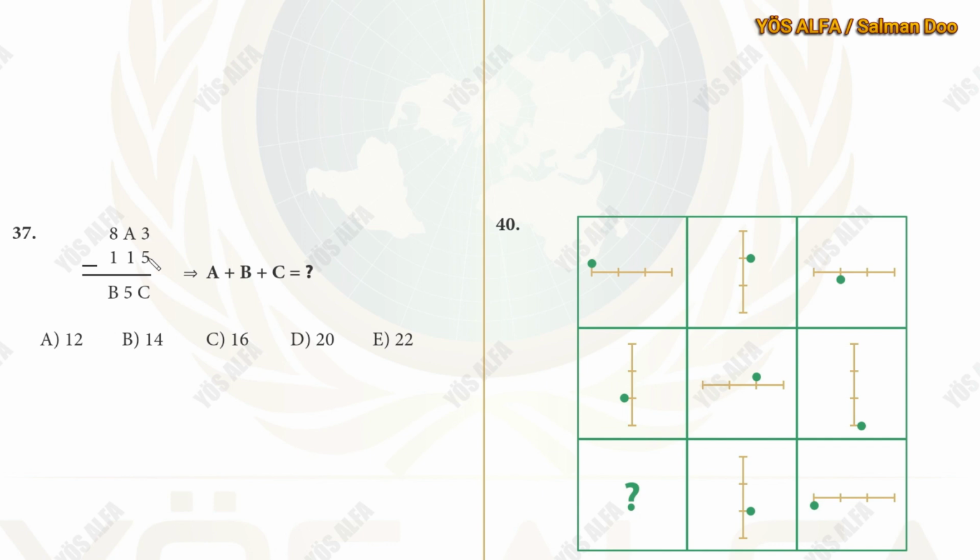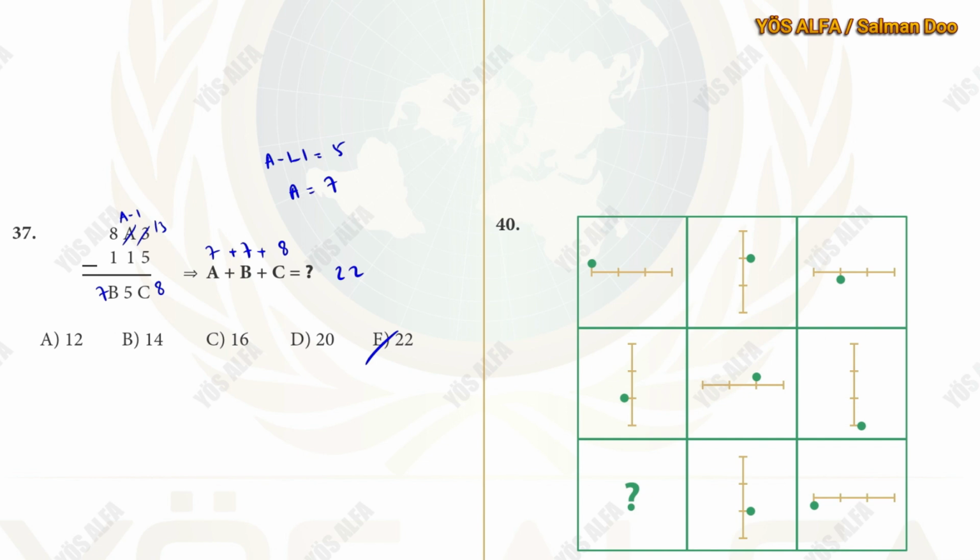37. We can't subtract 5 from 3, so we're going to borrow 1 from A. A is going to be A minus 1. And 3 is going to be 13. 13 minus 5 is 8. And A minus 1 minus 1 is equal to 5. So A is 7. And 8 minus 1 is 7. So we have both A and B equal to 7. So the result is 22.